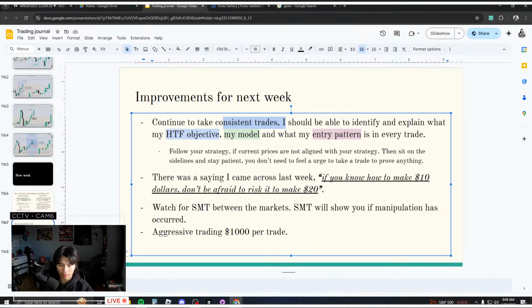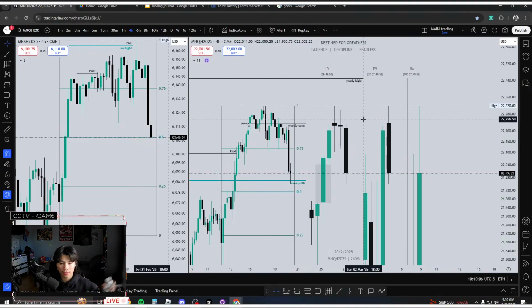Second, like I said, there's a quote that I heard last week: if you know how to make $10, don't be afraid to risk it to make 20. Third, watching for SMT. Like I said, SMT is a price action indicator that indicates where manipulation has occurred, where it could have happened between ES and NQ or whatever. It just shows you when the algorithm or whatever moves the market has intervened, and you don't want to be a part of manipulation. And that basically sums it up for the pros and cons section of the live stream.